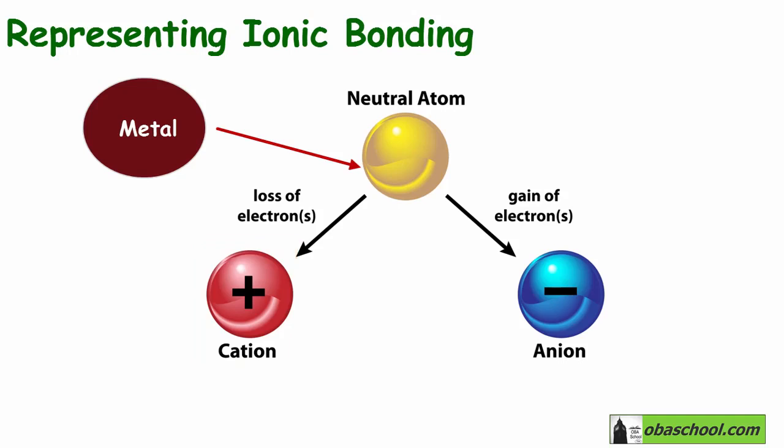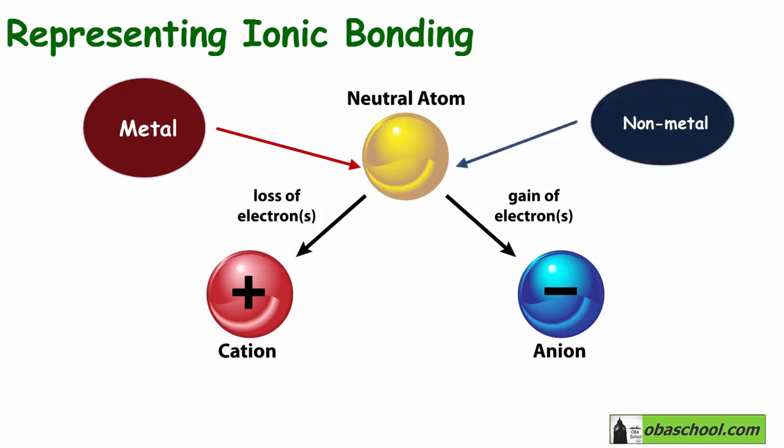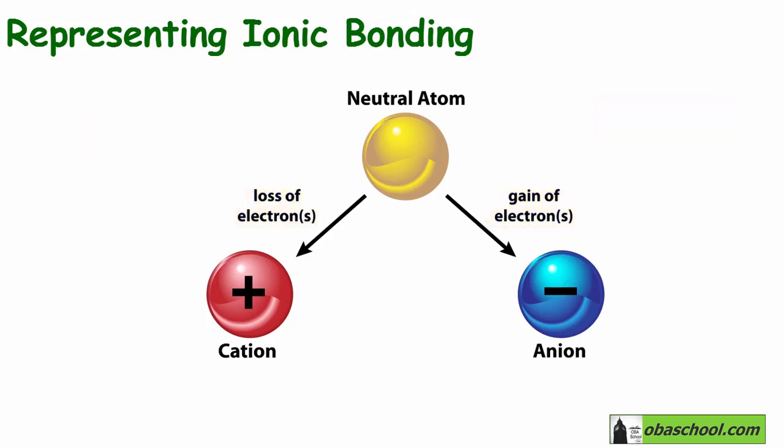On the other hand, if the atom is a nonmetal, it will gain electrons to become a negatively charged ion called an anion. So ionic bonding involves the reaction of a metal atom and a non-metal atom. The metal atom will lose electrons and form a positive ion, whereas the non-metal atom will gain electrons and form a negative ion. Let's take an example.